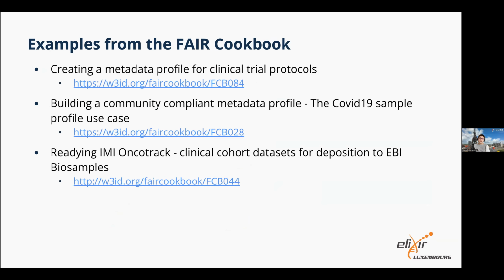There's some more examples in the FAIR Cookbook around what cool stuff we can do with ontology. So we've built a clinical trials protocol for pediatric clinical trials, for example. There's a recipe on that. There's another one on COVID-19 samples or clinical cohort data sets for biosample deposition.